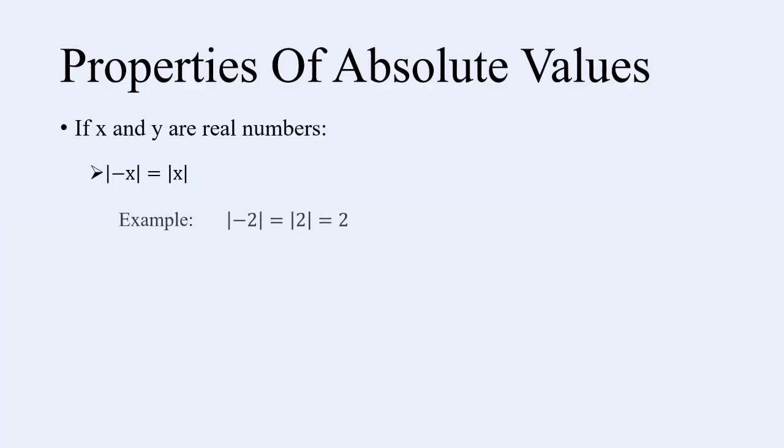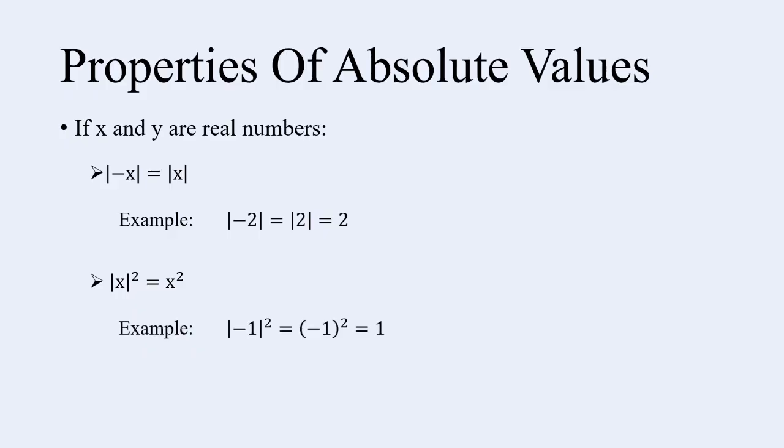Now, let's go through some properties of absolute values. If x and y are real numbers, then the absolute value of -x is equal to the absolute value of x. For example, the absolute value of -2 is equal to the absolute value of 2, which is equal to 2. The square of the absolute value of x is equal to x squared.